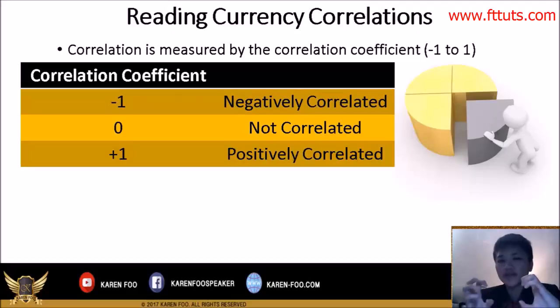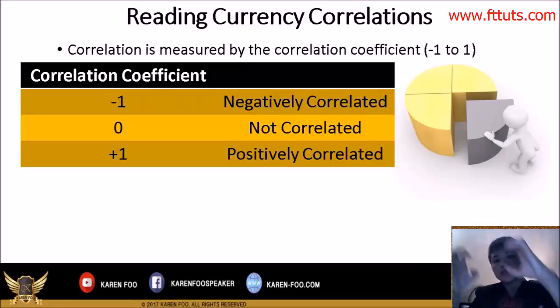So let's say these two currency pairs have a correlation coefficient of positive 0.8. It means that these two currency pairs would move in the same direction 80% of the time, meaning that 20% of the time, they would not be related to each other. They would move randomly 20% of the time.